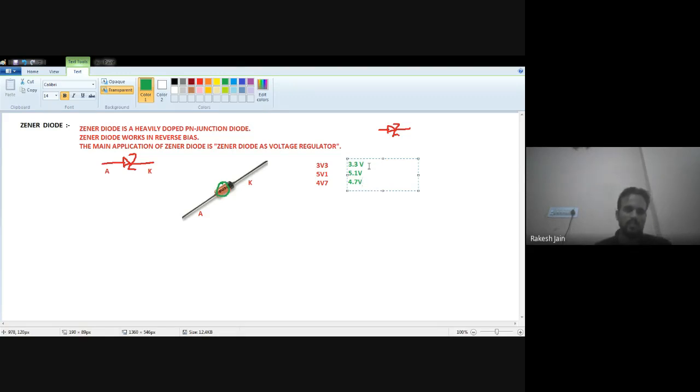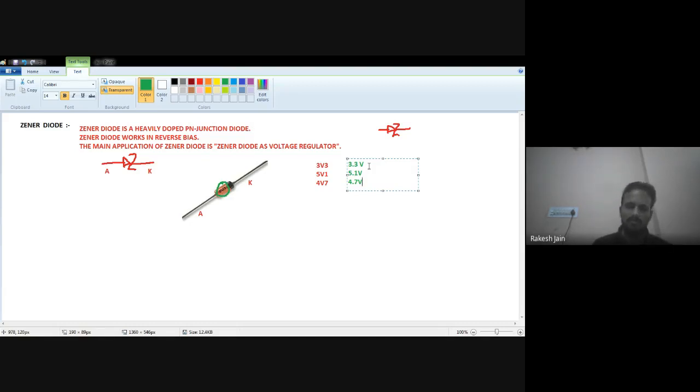Now, what is the meaning of this voltage? Whenever you use the Zener diode in reverse bias, it will give you an output of that voltage in DC. So if you use a 3V3 Zener diode in your regulator circuitry in reverse bias, and the input voltage is, let's suppose, 5 volt to 7 volt, it will give you an output of only 3.3 volt. The other voltage will be grounded, but the output will be a fixed DC voltage of 3.3 volt.